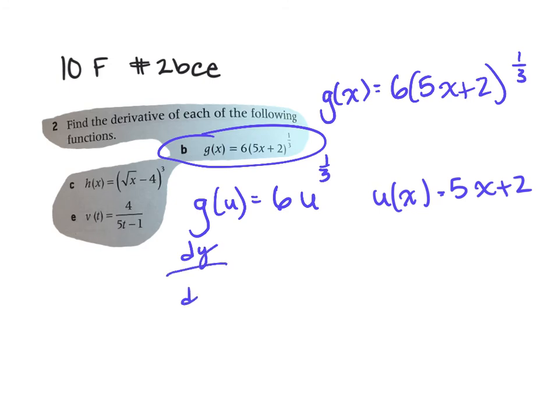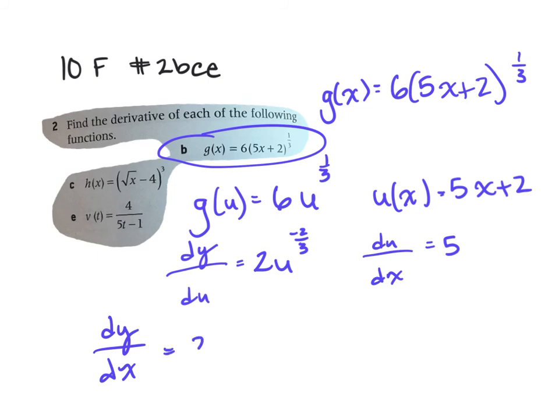dy/du, I didn't even use a y, but that's okay, is going to be, we're going to get 6 times a third, which is 2, u, and then if I subtract one, I'm going to get negative 2/3. And then du/dx is going to be 5. And then dy/dx is going to be 2 times u, which I'm just going to plug in right away: (5x plus 2) to the negative 2/3 times 5.